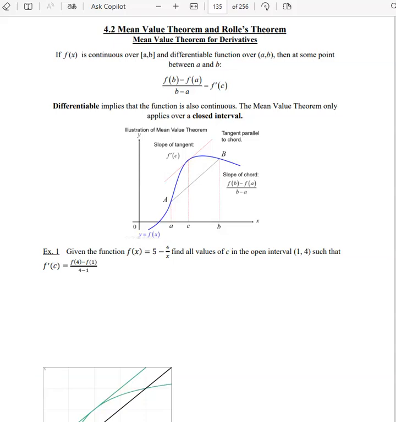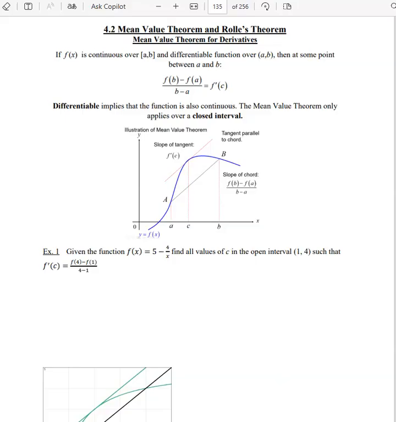Hi everybody, it's Dr. Burns here, and the next application for derivatives that I want to take a look at is from section 4.2, and it's a topic called the mean value theorem for derivatives. So this is another really important theorem that has a few different applications that we'll see as we go along, and I want to go ahead and show this to you in the video for today.